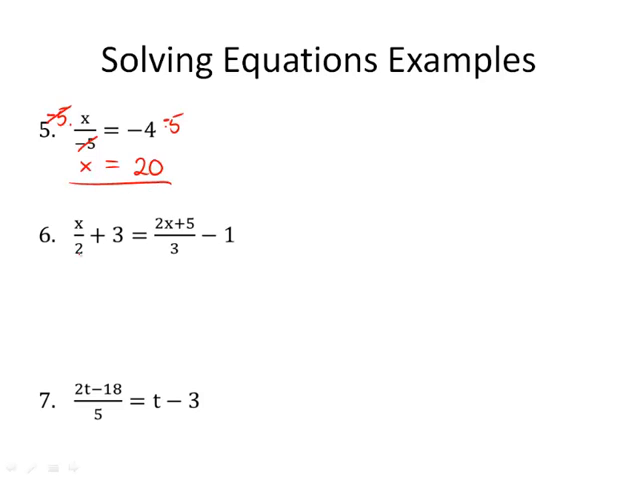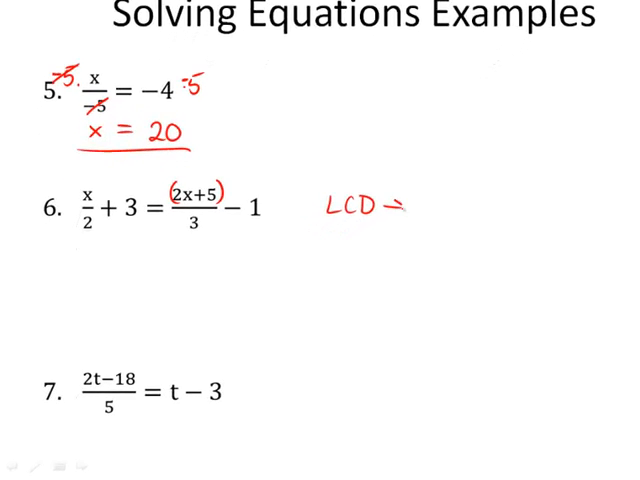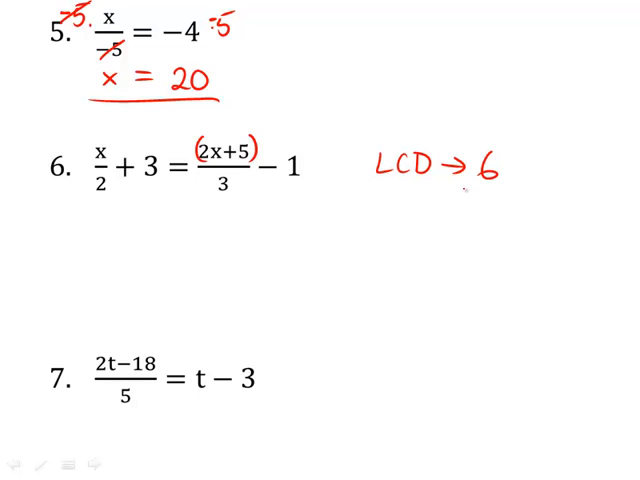Next, this example here has more terms, so you have to be more careful. Keep any multi-term numerators together in a bracket so you don't forget to distribute. We look at the denominators. The LCD, the lowest common denominator of 2 and 3, is 6. So let's multiply everything by 6. Every single term has to be multiplied by 6. Otherwise, the equation will not stay in balance.